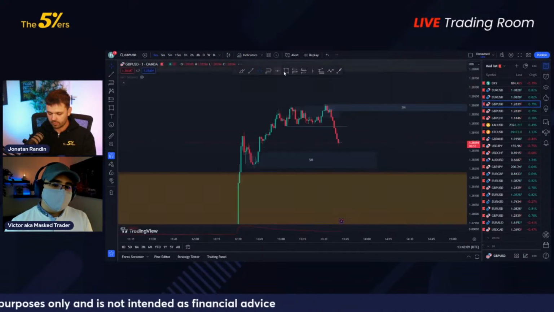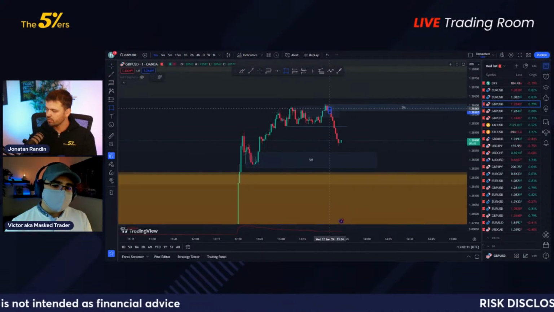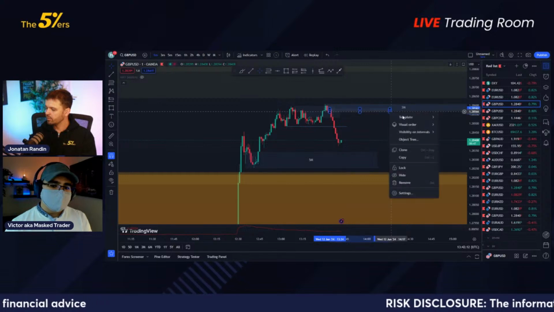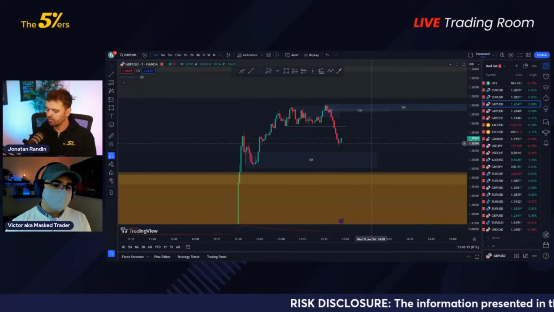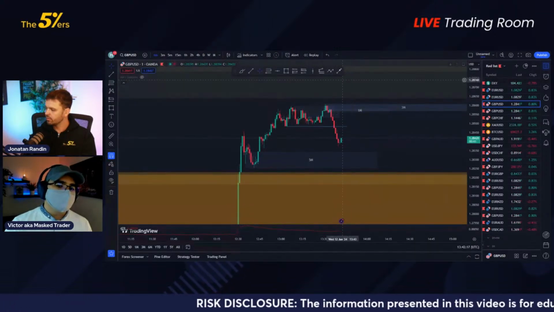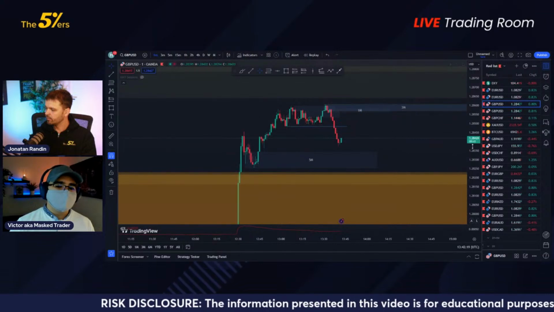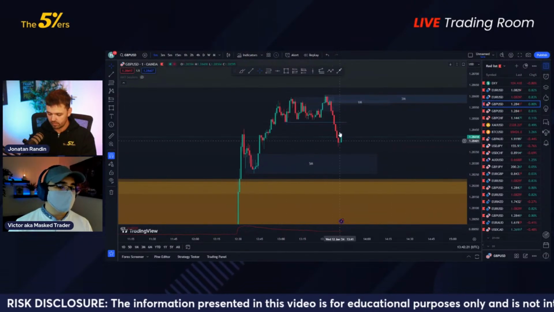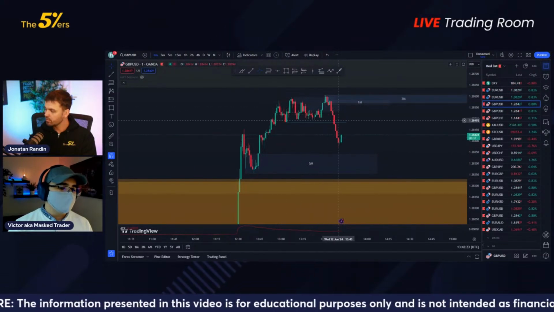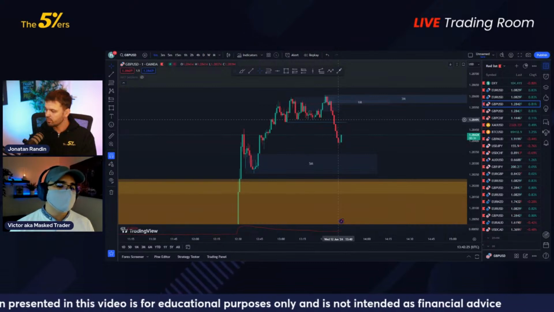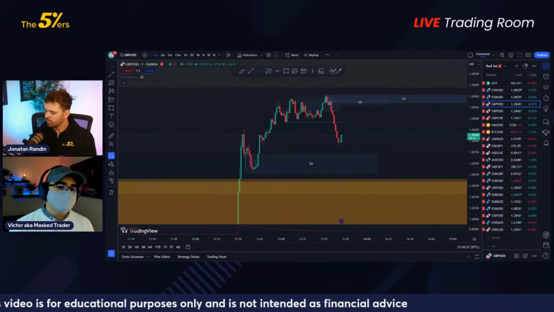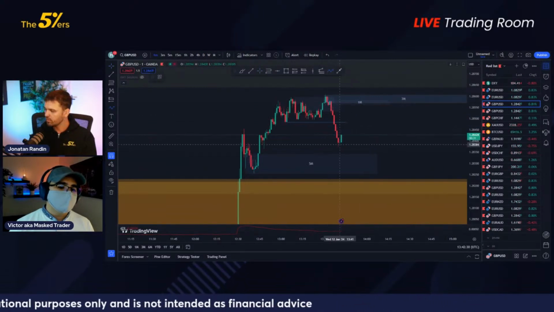Let's see. On the 1 minute, I think I saw this area, which is also in the same area. So we'll have to see. But now it starts getting more interesting because it's giving us more information. It's breaking one structure. We didn't have that before. And we'll have to see what it does when it comes back.